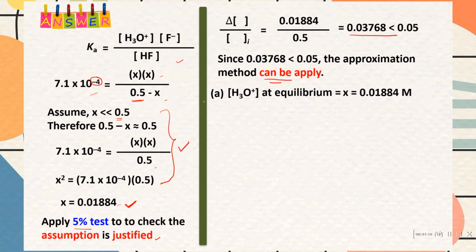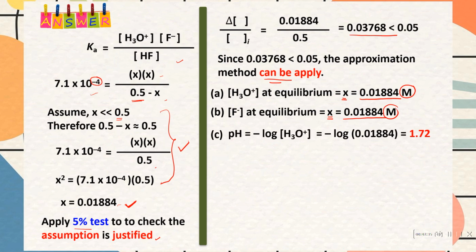Question A asks to calculate the concentration of H3O+ at equilibrium. That is referred to X, so it is 0.01884, and the unit is molar. Question B asks to calculate the concentration of F- at equilibrium, also referred to X. That is 0.01884 molar. For C, calculate the pH. Use the formula pH equals negative log concentration of H3O+. Then you get 1.72.